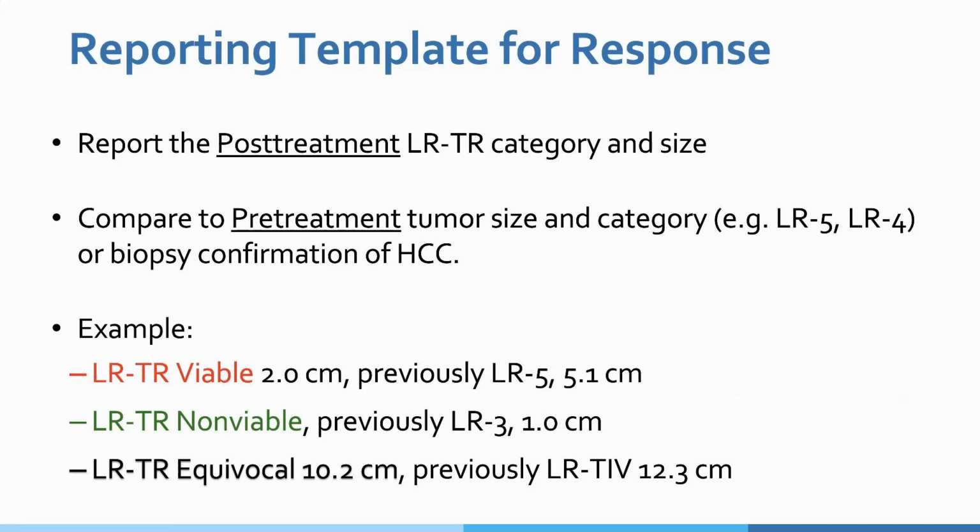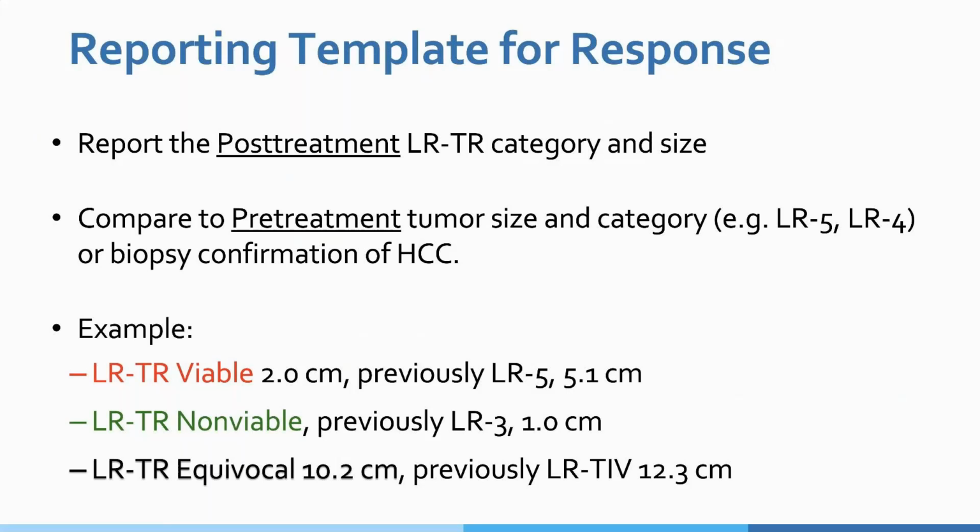For example, LI-RADS treated viable, 2 centimeters, previously LI-RADS 5, 5.1 centimeter. This tells you that somebody treated a lesion that had met the LI-RADS criteria for HCC, LI-RADS 5. It was 5.1 centimeters, so beyond Milan criteria. And after treatment, there's still some disease, right? So you went from 5.1 to 2.0 centimeter. So there's a response, but there's still viable disease. But now you may be within Milan criteria for that patient, perhaps being considered for transplantation.